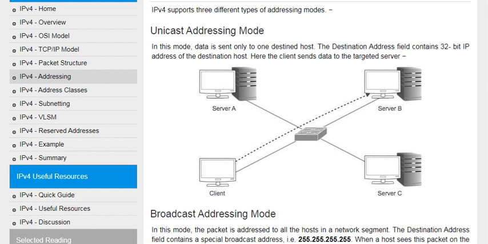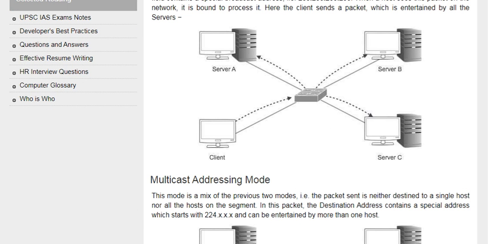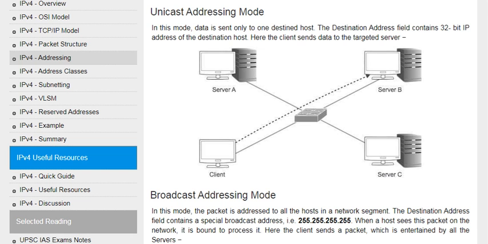सो द नेक्स्ट टॉपिक ऑफ सिलेबस इज द IPv4 एड्रेसिंग। सो IPv4 supports 3 types of different addressing modes. First one is the unicast, second one will be the broadcast addressing mode, and the third one will be the multicast addressing mode. So first we start with the first type of addressing mode, which is the unicast addressing mode. So in this mode the data is sent only to the one destination host.